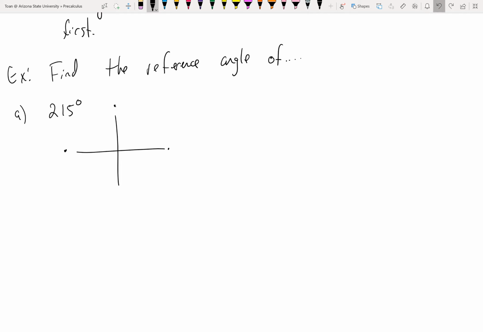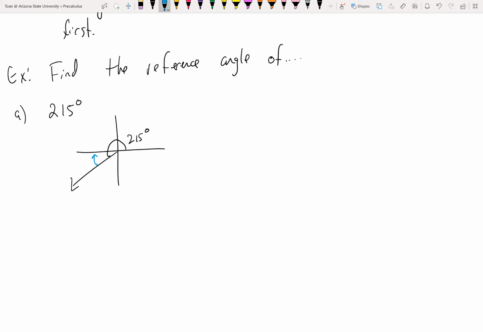So I'm just going to do a quick sketch. It doesn't have to be perfect. I think 215 is somewhere right there. So knowing that this is 215, by definition, the reference angle is the angle that the terminal side makes with the x-axis, and it's the smaller one. So I have this choice here and this choice here. You always want to take the smallest angle. So this right here is the reference angle.